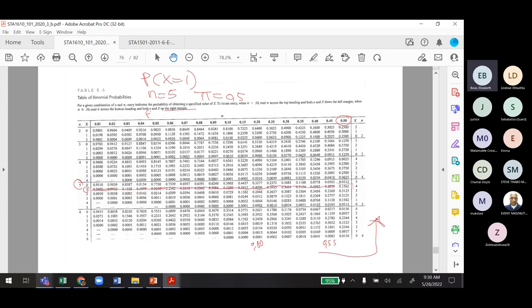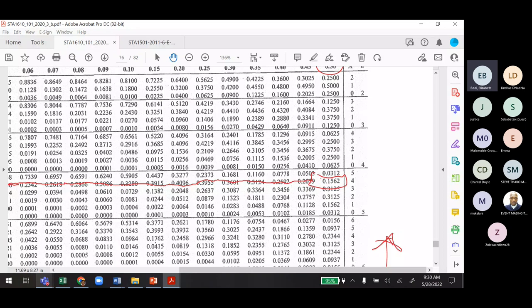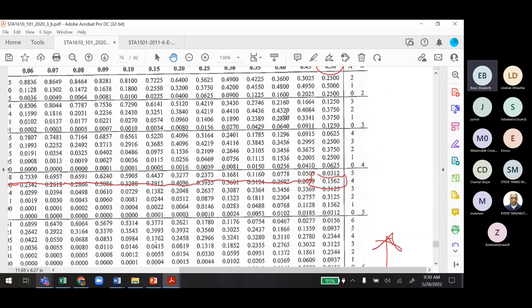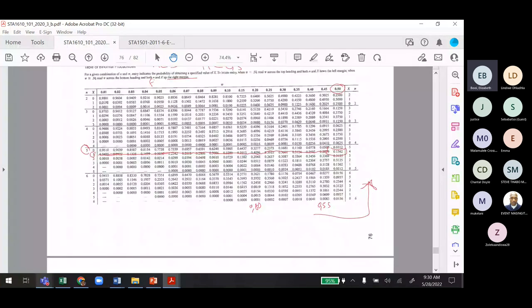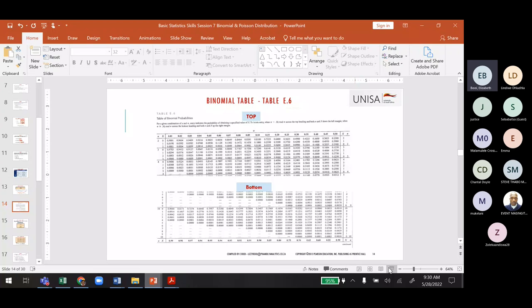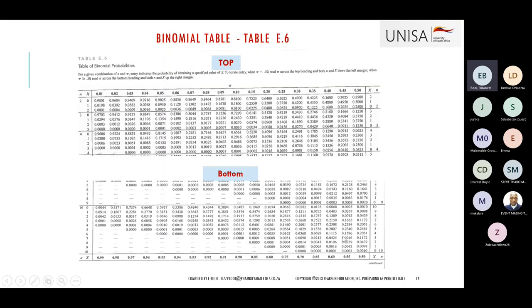Scroll until I get to my probability. And if you look at it, you can see that we're getting the same answer, which is 0.1562, which is the same as 0.1562. So you're both going to work on your tables to answer the same questions. Right. I am done with that explanation of the two tables.